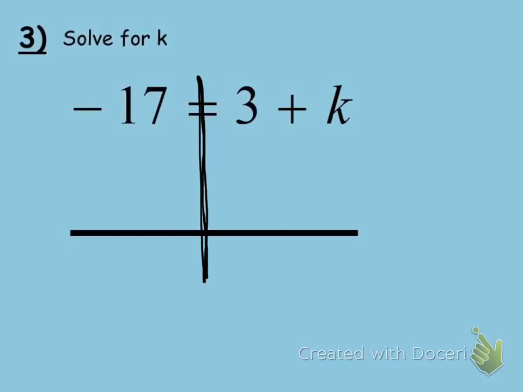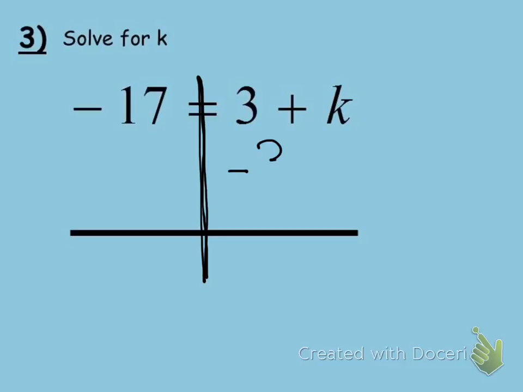And then think to yourself, what is bothering the variable? So what is the variable in this one? K. What is bothering K? And what's the 3 doing? So what's bothering the K is plus 3. How do you get rid of a plus 3?